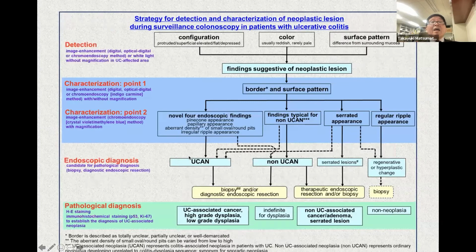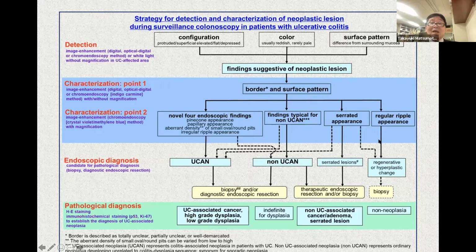Based on these findings, we established the strategy for detection and characterization of neoplastic lesion during surveillance colonoscopy. First, we have to pay attention to configuration, color, surface, and then we see border and surface pattern of each lesion. Based on these findings, we classify the lesion into UC-associated neoplastic lesion, sporadic neoplastic lesion, sessile lesion, or non-dysplastic lesion.